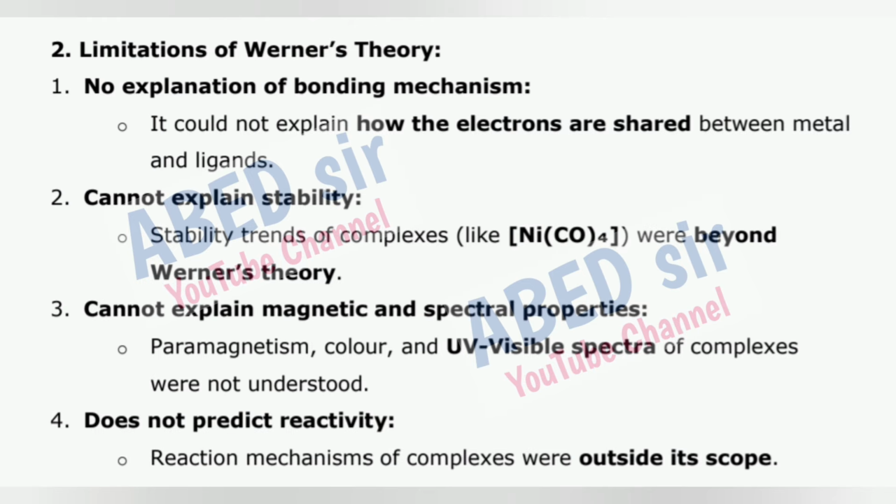1. No explanation of bonding mechanism. It could not explain how the electrons are shared between metal and ligands. 2. Cannot explain stability. Stability trends of complexes, like Ni, Co, were beyond Werner's theory. 3. Cannot explain magnetic and spectral properties. Paramagnetism, color, and UV-visible spectra of complexes were not understood. 4. Does not predict reactivity. Reaction mechanisms of complexes were outside its scope.